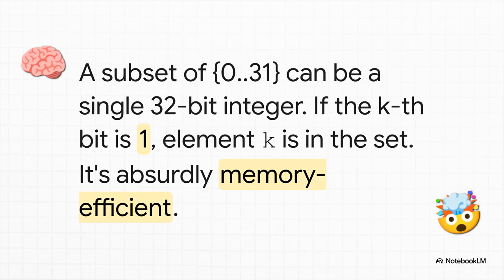Let's imagine we have a set of items numbered 0, 1, 2, all the way up to 31. If the kth bit in our integer is a 1, that means item k is in our subset. If it's a 0, it's not. So a set like 1, 3, 4, 8 just becomes a single number where we've switched on the first, third, fourth, and eighth bits. This is ridiculously efficient when it comes to memory.